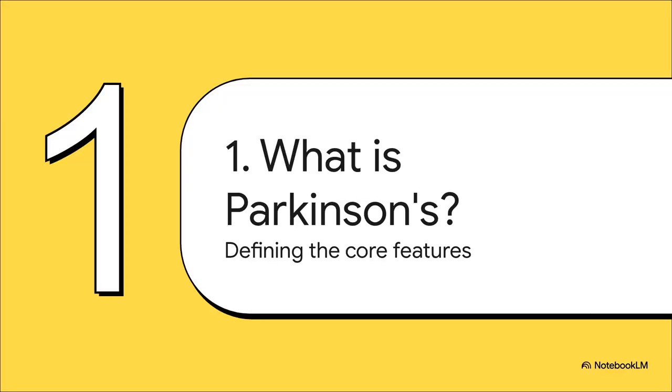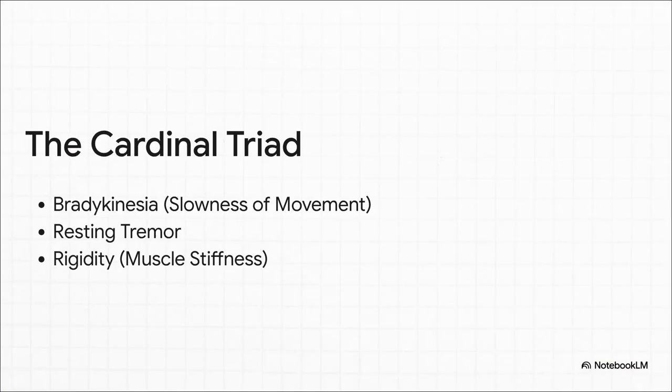All right, section 1, what exactly is Parkinson's disease? When we're in the clinic, what are the specific, concrete signs that we're trained to look for? So, the condition, which was first properly described way back in the 1800s, is defined by what we call a cardinal triad, 3 core clinical features. And I'll tell you, mastering how to spot this triad is absolutely fundamental to making an accurate diagnosis.